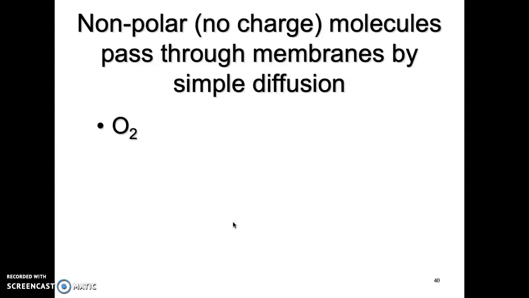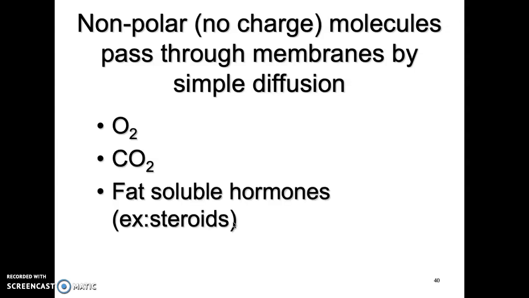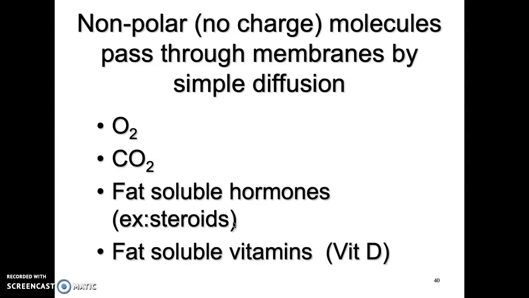We're also talking about smaller molecules like oxygen that can cross by simple diffusion. Carbon dioxide can cross the membrane. It's a good thing too, because this is how we get oxygen to our cells and eliminate carbon dioxide from our cells. And then the fat-soluble hormones, for example, like steroids, anything fat-soluble. Fat-soluble vitamins are the other example. Vitamin D, for example, is a fat-soluble vitamin. Vitamin C is a water-soluble vitamin.